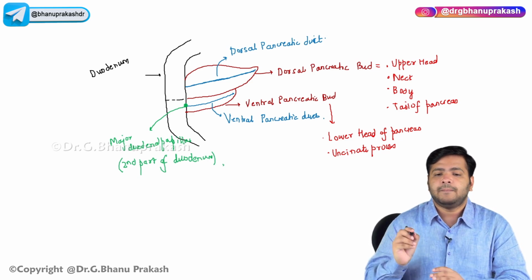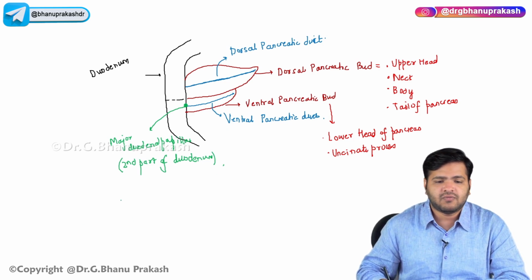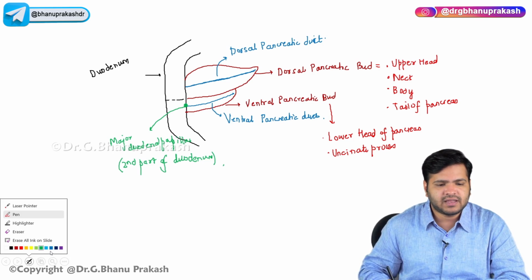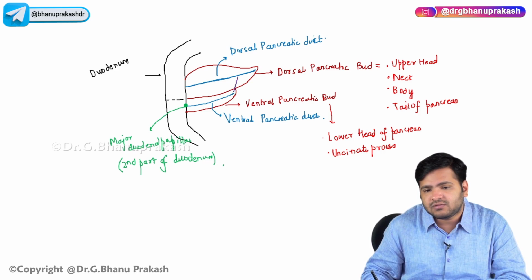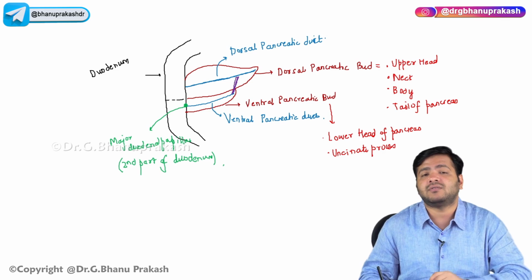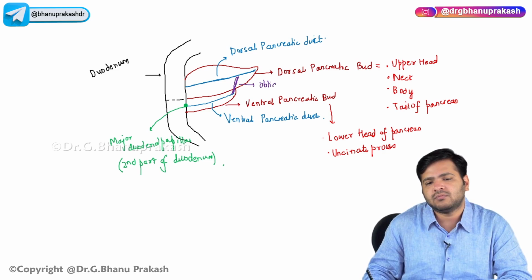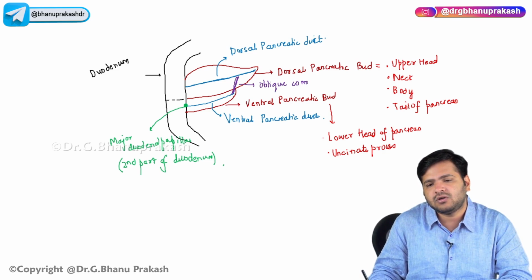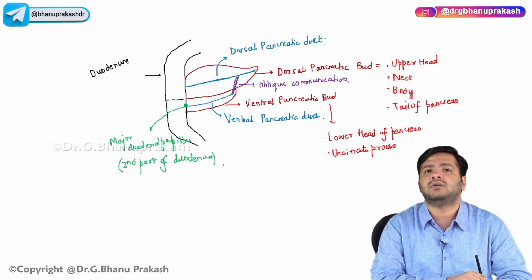Now, the pancreas has two ducts. An abnormal connection will develop, an oblique connection between the ventral and the dorsal pancreatic bud, and this is called the oblique communication.